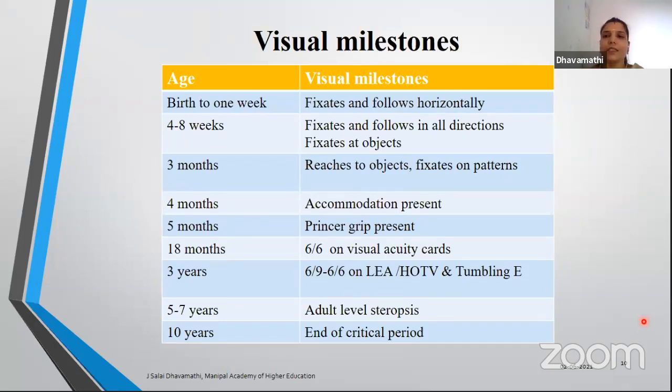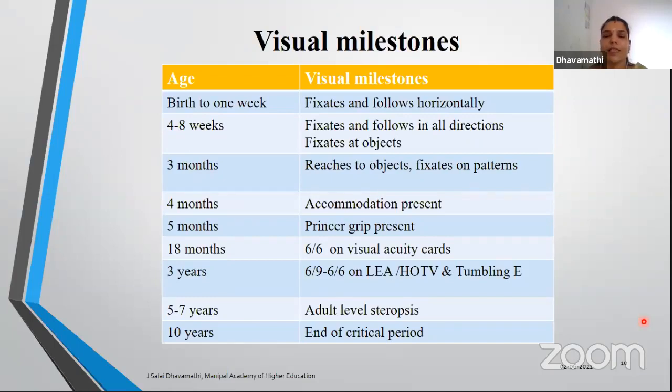At 18 months, 6 by 6 on visual acuity cards. At 3 years, 6 by 9 to 6 by 6 on LEA or HOTV charts. At 5 to 7 years, adult level stereopsis is developed. At 10 years, the end of the critical period. If you know all these milestones, it will be very helpful when a child comes to your clinic and you are recording the visual assessment and examining the child.